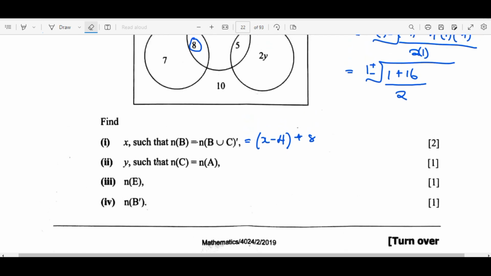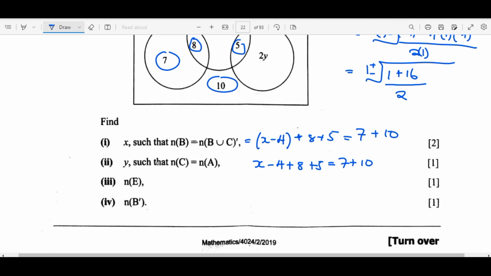Okay, so we are saying that plus 5, this 5 here, is equal to, so it will give us those that are not there, which is 7 plus 10. So in this case, what are we supposed to do here? We can work out simple mathematics when we reach here. So we would say x minus 4 plus 8 plus 5 is equal to 7 plus 10.